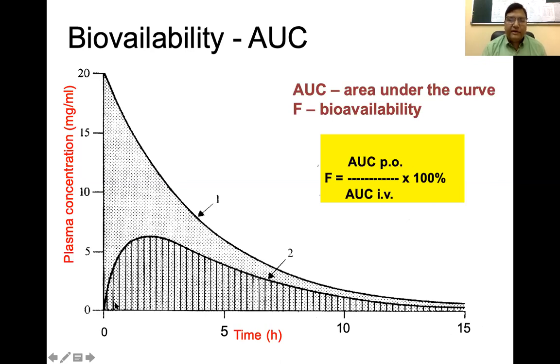And if we are giving a drug orally, what happens at zero time? There is none, and slowly the drug gets absorbed till it reaches a peak plasma concentration, and then the drug gets metabolized, excreted, and slowly it comes down. So if we have to calculate the bioavailability, it will be the area under curve by oral divided by area under curve by IV route, times 100%. That will give the bioavailability.